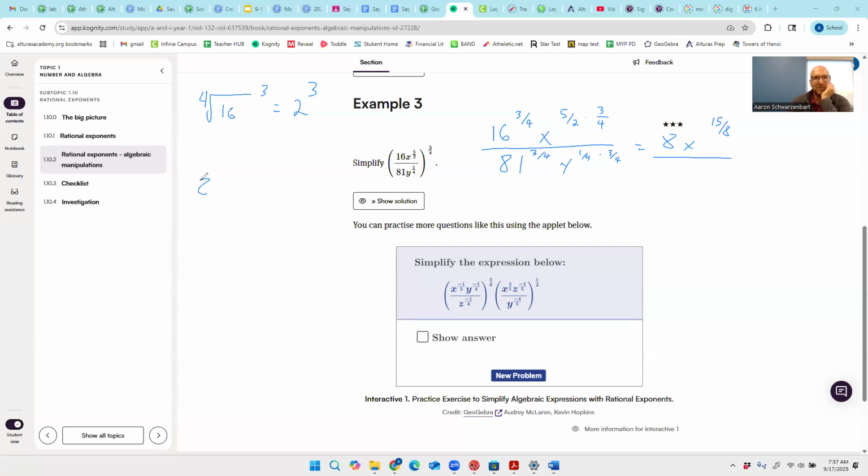Okay, 81. Again, 4th root of 81 cubed. 4th root of 81 is 3. 3 cubed is 27. Multiply my exponents, 3/16. So my final answer is 8x to the 15/8 over 27y to the 3/16. That is the end of that.